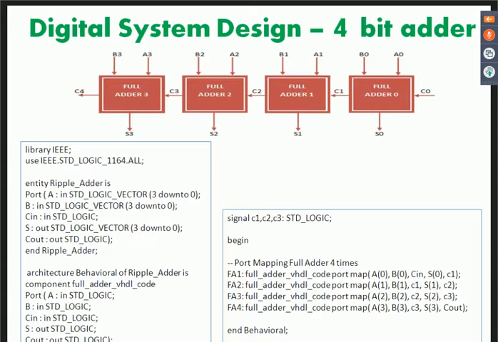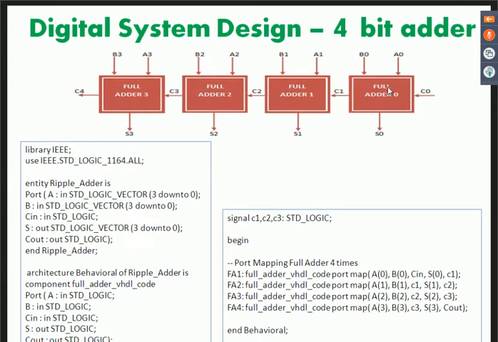Now let us go for extending the same concept for design for adding multiple bits. Whatever full adder we have studied or seen is for adding 1-bit data. If you want to add multiple bit data, then there is a need of interconnecting those full adders together. This is the diagram. Here we can add 4-bit, that's why we can call this a 4-bit adder.